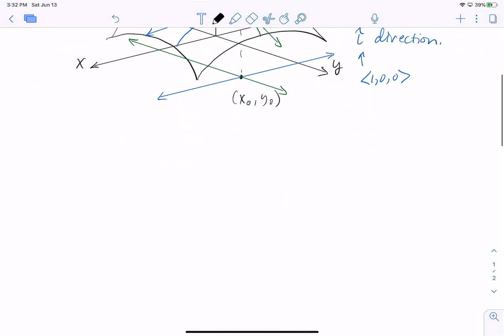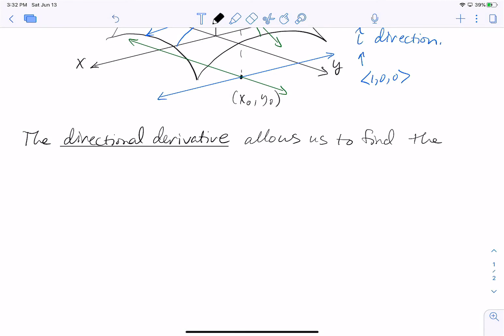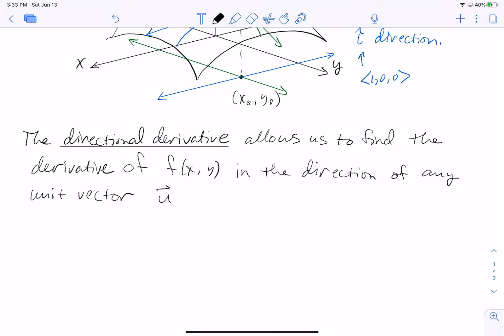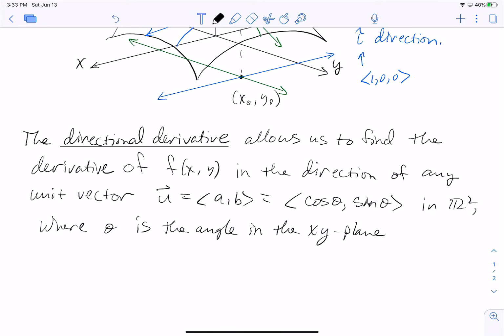Let's formalize that. The directional derivative allows us to find the derivative of f, a function of x and y, in the direction of any unit vector u given by a, b, or if we have an angle, cosine theta, sine theta, in R2, where theta is the angle in the xy plane between the vector u and the positive x-axis.